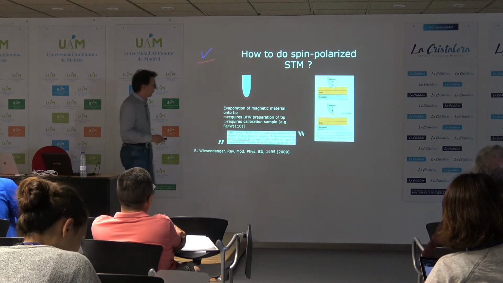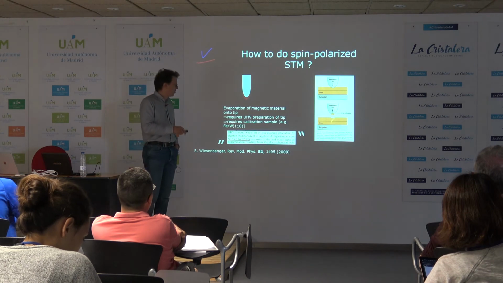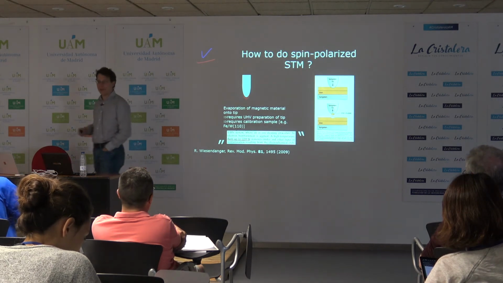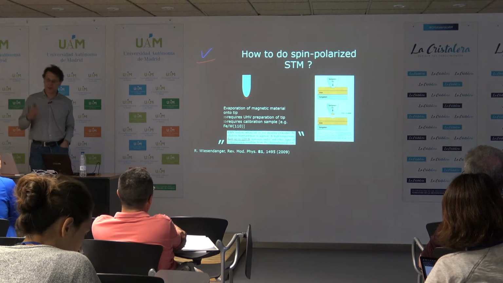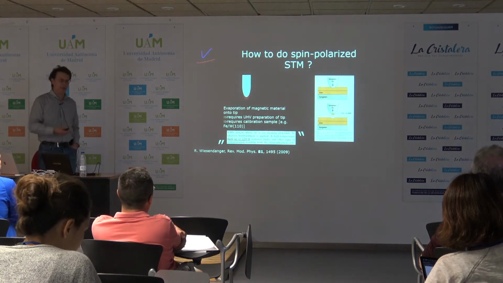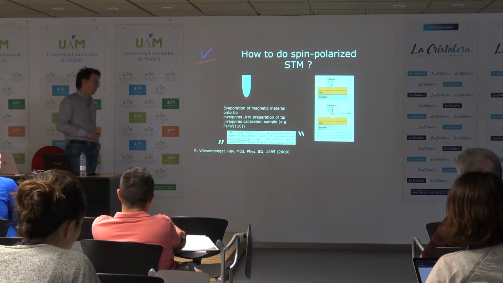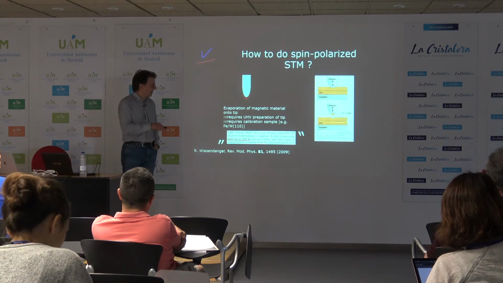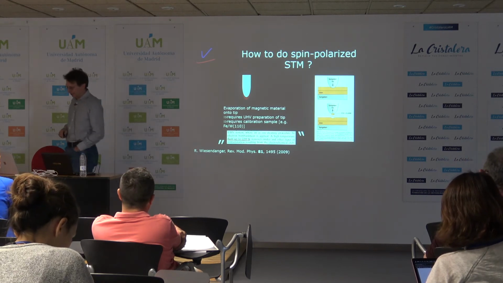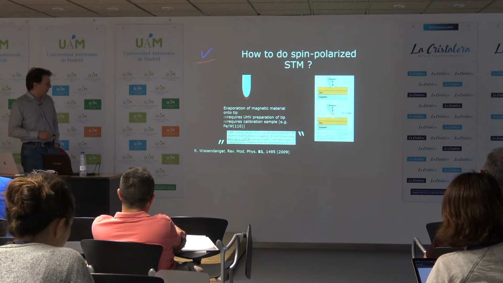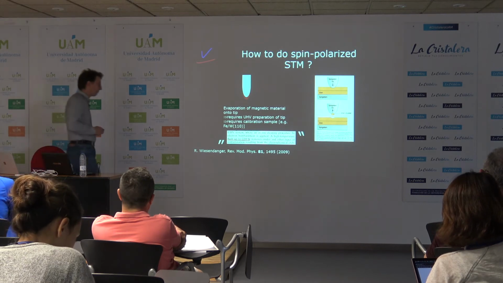There's also an alternative: you can just use a tungsten tip and try to pick up some magnetic material from your sample, for example, or from a calibration sample, and thereby render your tip magnetic. That's basically the approach which I will show in the following.